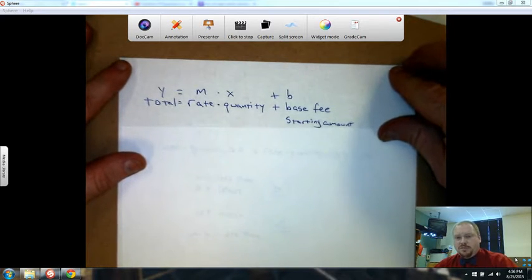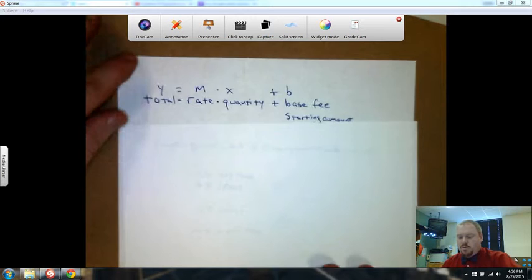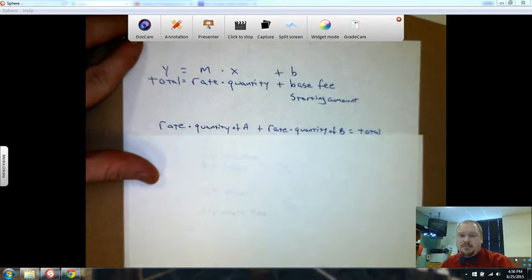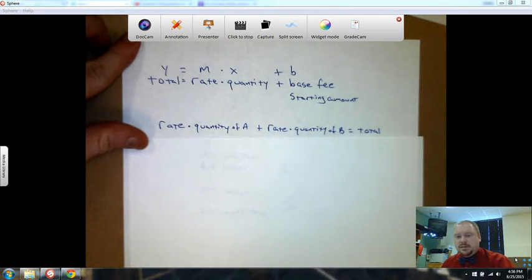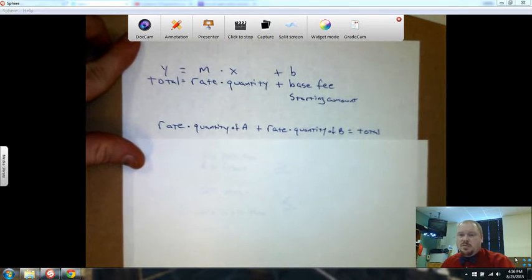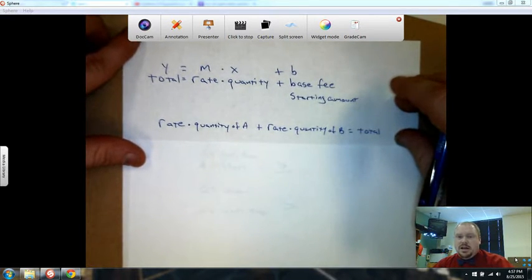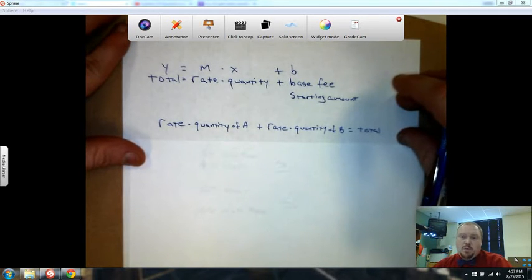The other version of this setup would look like this. The rate times the quantity of A plus the rate times the quantity of B equals the total. So we normally see this written as AX plus BY equals C.